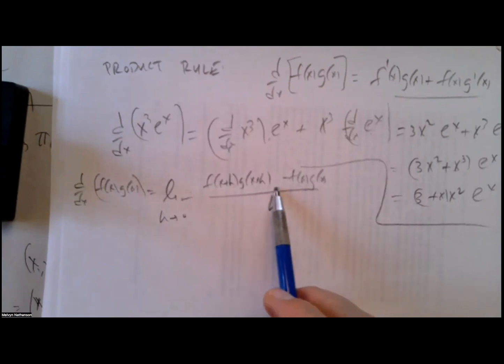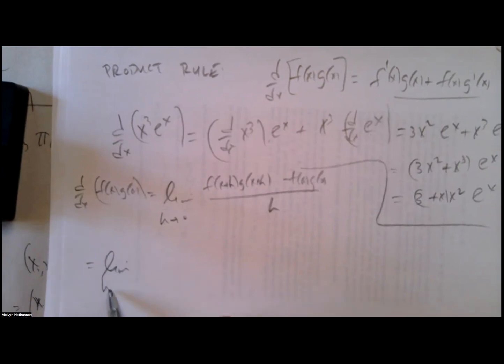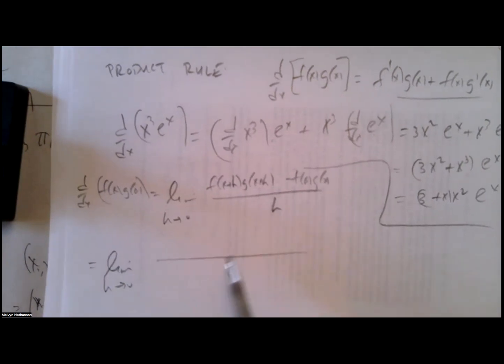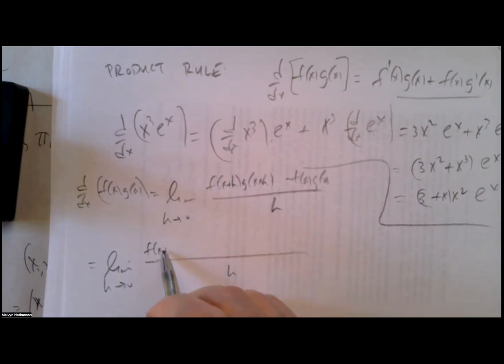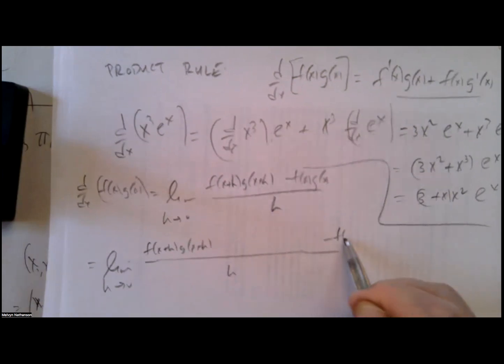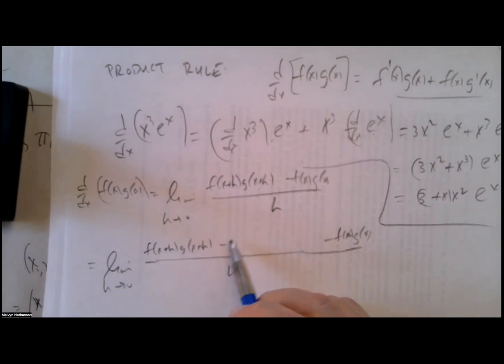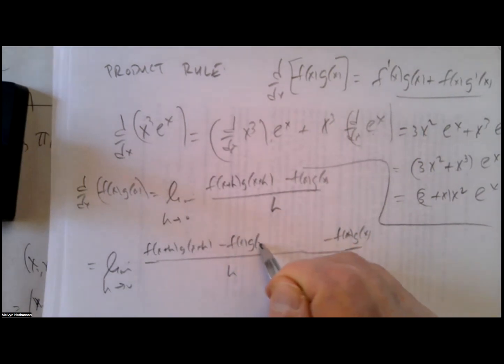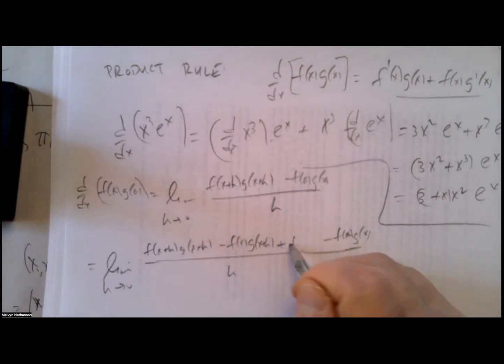And I can compute this by being a little bit clever. This is the limit as h goes to 0, something over h. So I have f of x plus h, g of x plus h, and I have a minus f of x, g of x. I'm going to add and subtract the same thing just to give me something I can calculate. I'm going to subtract minus f of x, g of x plus h, and I'm going to add f of x, g of x plus h. So these two cancel, so I've just added 0 in a clever way.